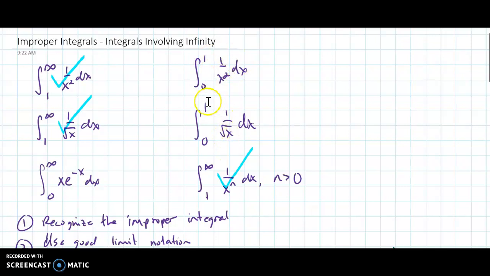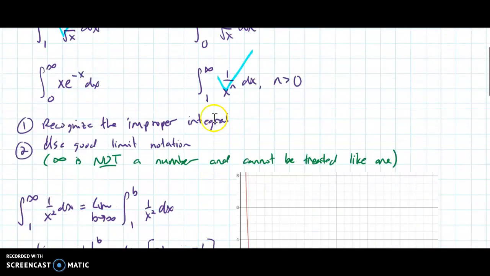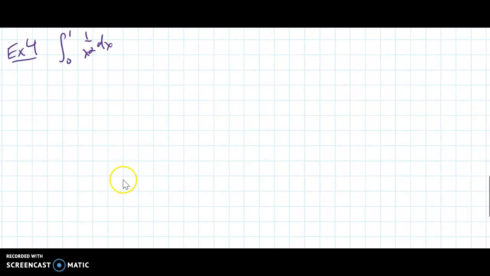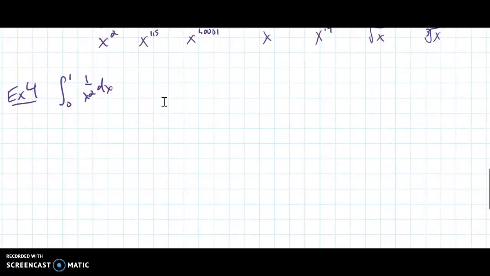Remember, these two are improper integrals because if I try to plug this 0 into that function right there, I get a 1 over 0, which is something that we can't do in math. I have to use limits to talk about having a 1 over 0. After you recognize that this is an improper integral, the process is pretty similar to what we talked about in the previous 2 or 3 examples. So what we need to do is use limit notation.